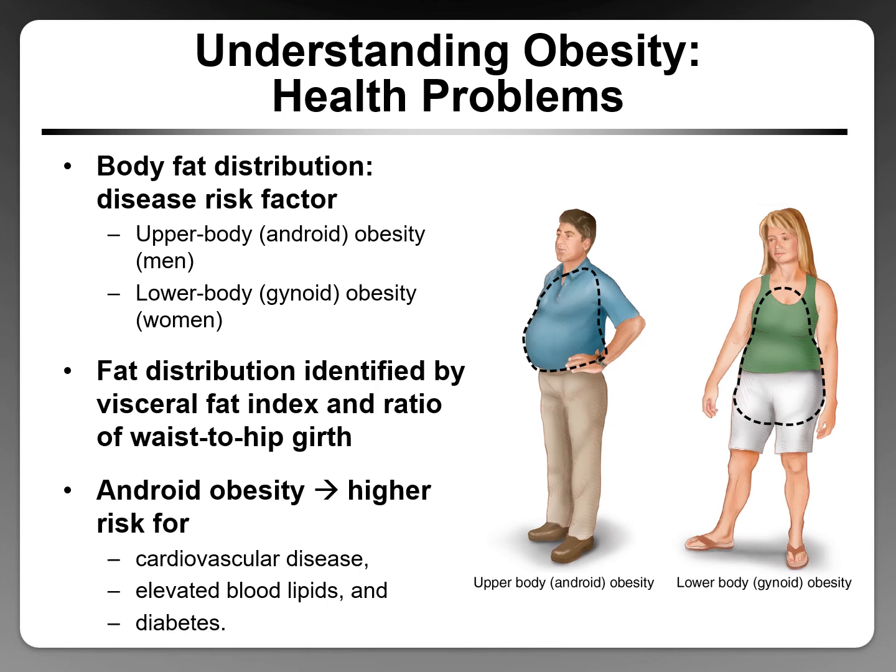But that fat distribution is also going to have an impact on the overall risk. If you have android obesity, where you're having more upper body fat storage, that is going to be a greater risk for cardiovascular disease, dyslipidemia, and diabetes compared to gynoid, where the obesity is more around the hips and thighs. That fat distribution can be assessed through a waist to hip ratio and the girth measurements of that.